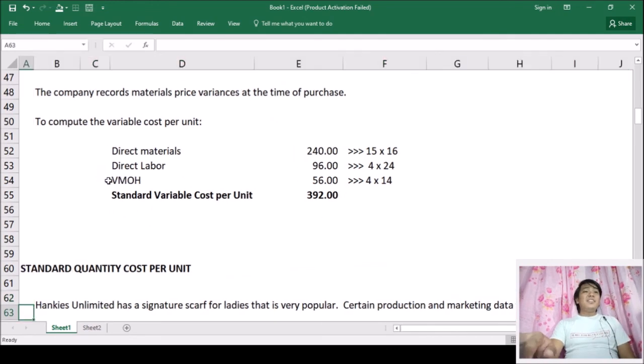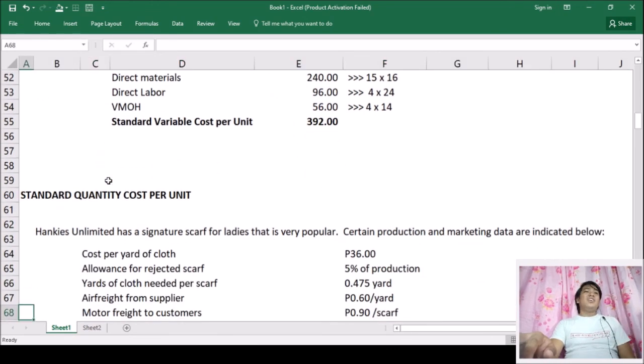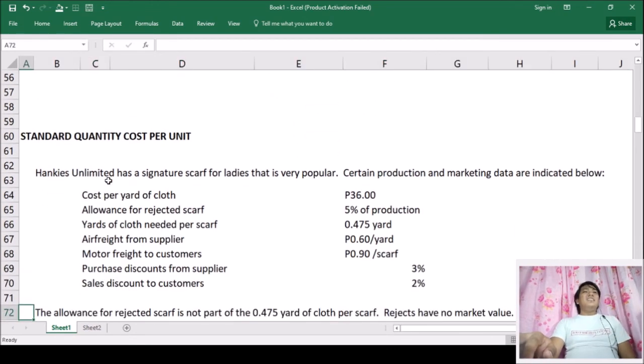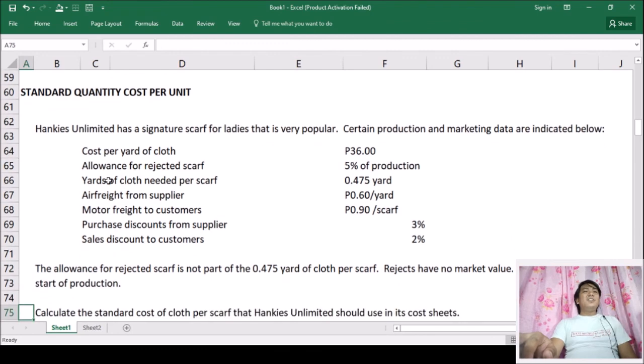How about the standard quantity cost per unit? Ito naman. The standard quantity cost per unit. Hankies Unlimited has a signature scarf for ladies that is very popular. Certain production and marketing data are indicated below. Cost per yard of cloth, 36.